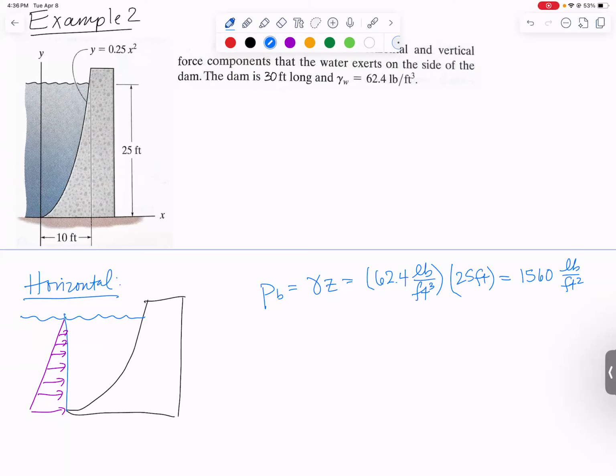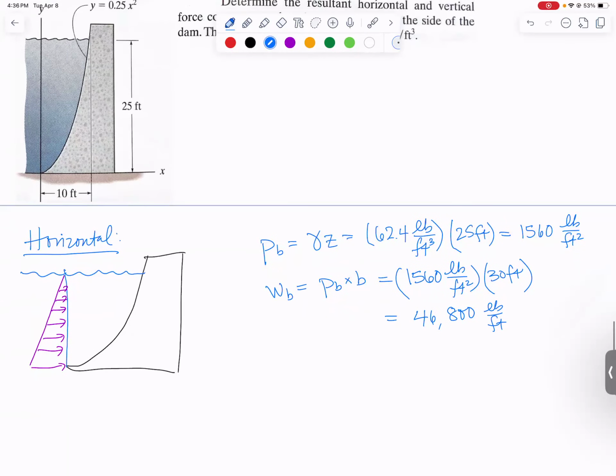Next, I already drew this 2-dimensionally, but I need to get that distributed loading at the bottom. Well, that's pressure at the bottom times B. So that's going to be 1,560 pounds per square foot. And I need to multiply it by how long this goes into the page, which is my 30 feet. Cancel the feet, and you end up getting a distributed load of 46,800 pounds per foot. So those are good distributed load units. It's a force over length.